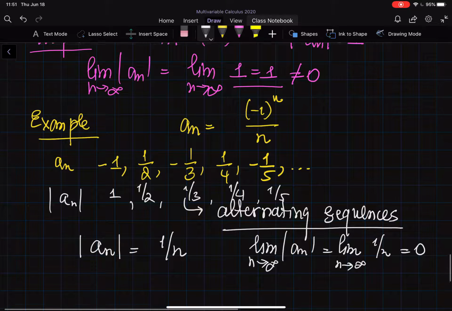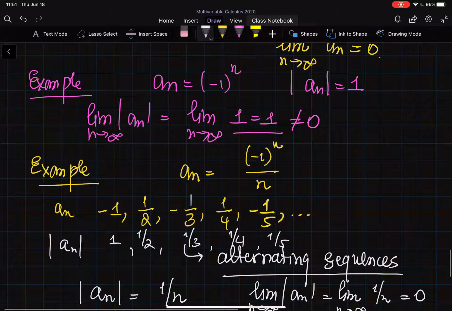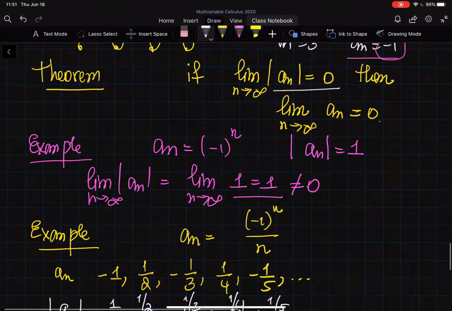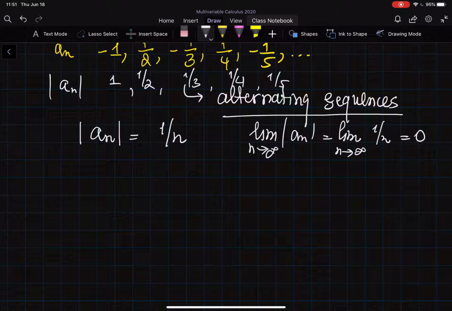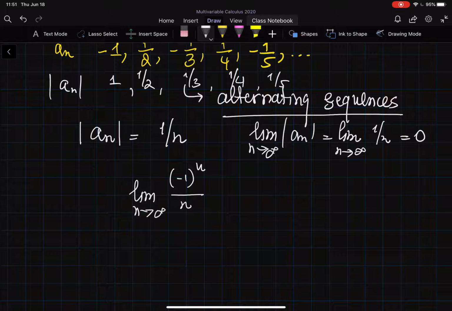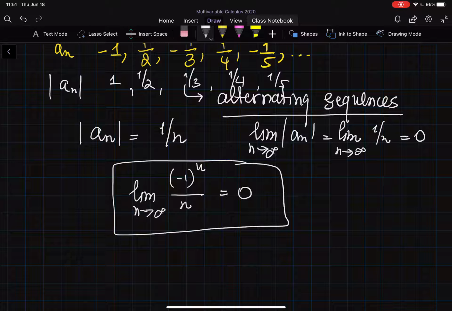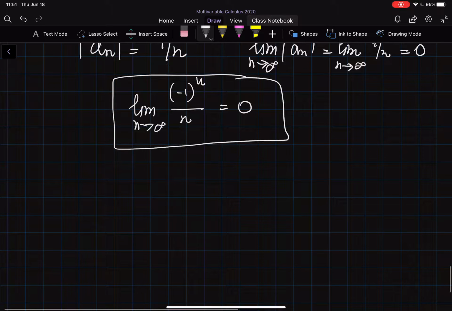Now let's look at the theorem, and the theorem tells us that if it is equal to 0, then the original sequence is also converging to 0. So (-1)^n divided by n when n goes to infinity is also equal to 0. It's converging, and it's converging to 0. Let's do a couple more examples about finding the limits of sequences.